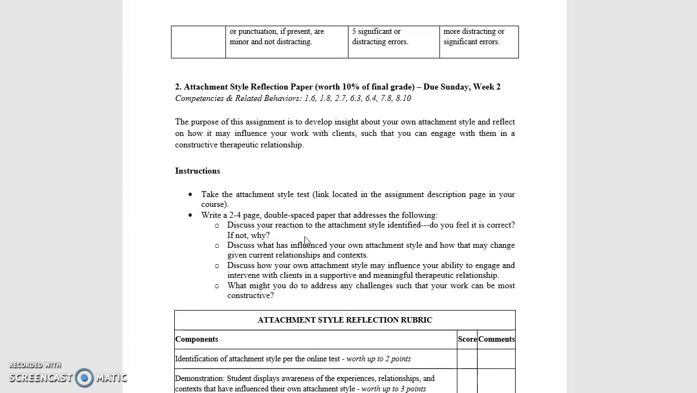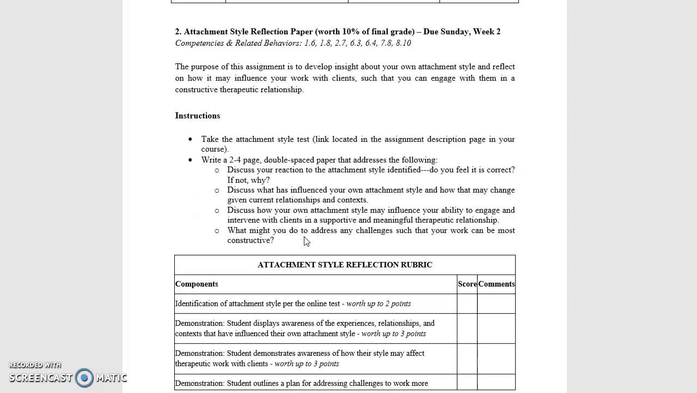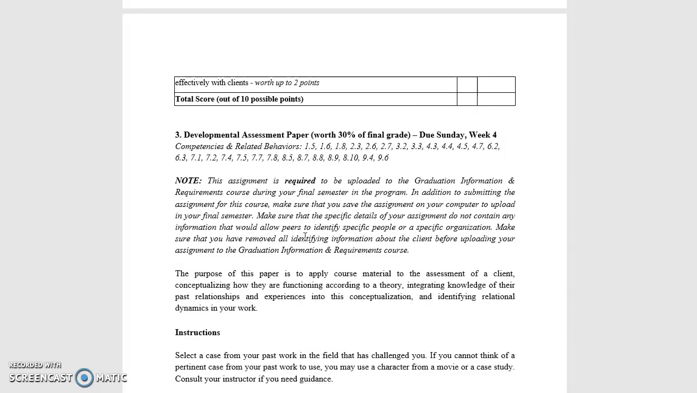The attachment reflection paper should be a pretty simple assignment. You will need to first take the attachment style test and discuss your reactions to this: your thoughts, any relevant history that may have influenced you, as well as what you believe the impact of your attachment style might have on your work. Again, just please review the rubric when you're completing this.